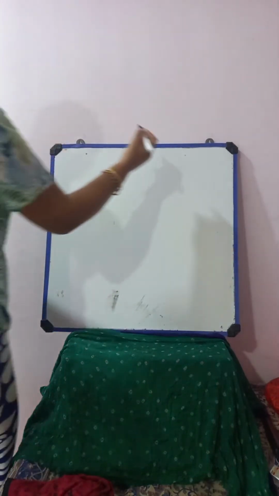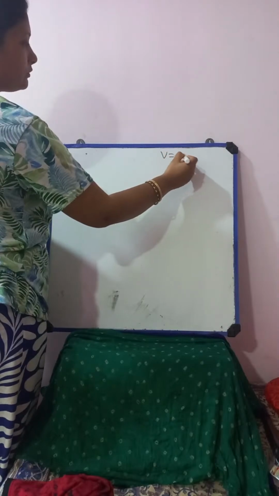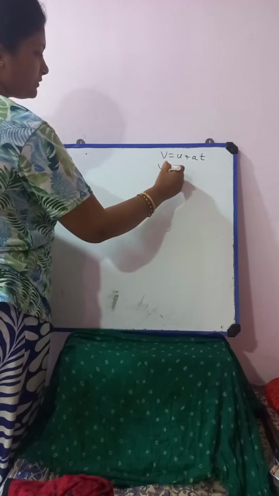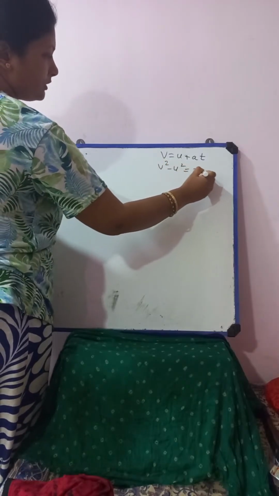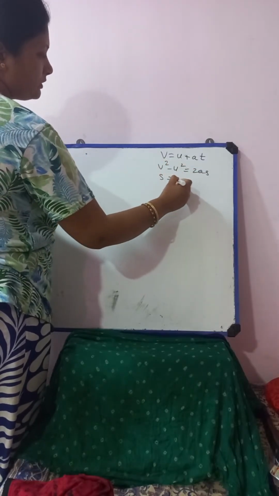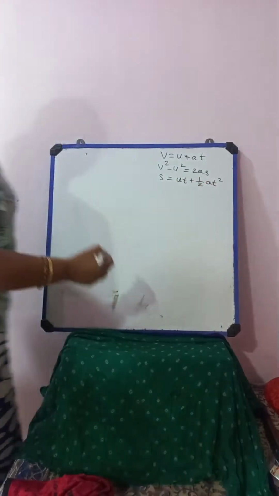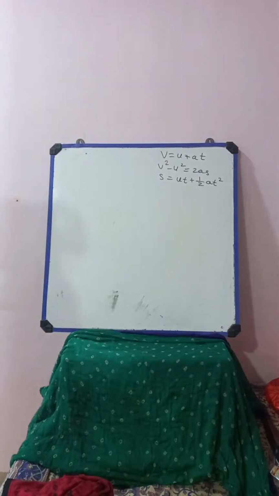So in total we have three kinematics equations. What are the three kinematics equations? v is equal to u plus at. Then we have v square minus u square is equal to twice of as, and s is equal to ut plus half at square. So these are the three kinematics equations, and we have to derive them one by one.